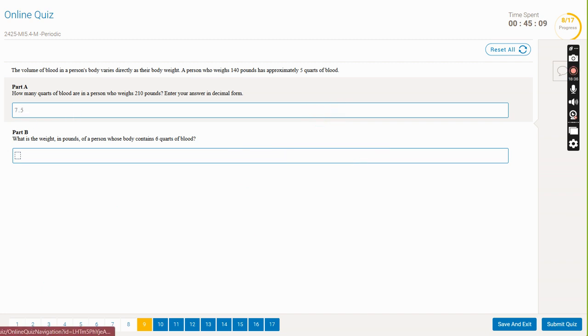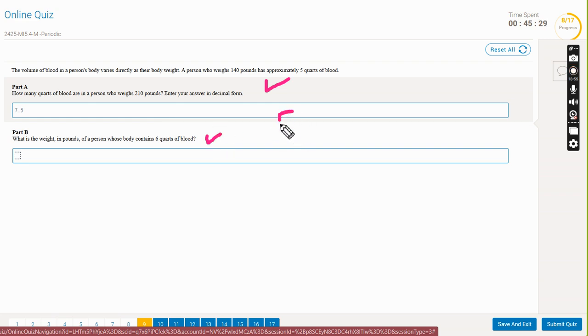The next one: what is the weight in pounds of a person whose body weight contains 6 quarts of blood? You know, previously, what did we find out? We found out what was the K. And this one, let's do cross multiplication. So in the first one, we used K. In the next one, let's use cross multiplication.